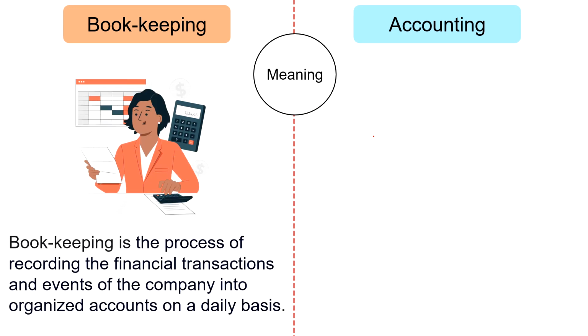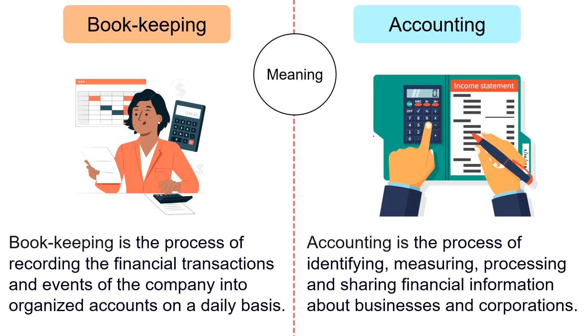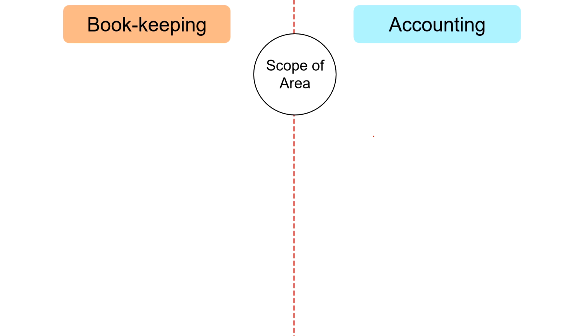Moving on to the difference between bookkeeping and accounting. Meaning, bookkeeping is the process of recording the financial transactions and events of the company into organized accounts on a daily basis. On the other hand, accounting is the process of identifying, measuring, processing, and sharing financial information about the businesses and corporations.